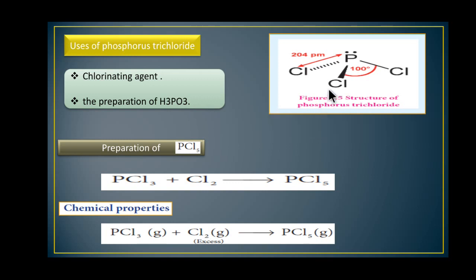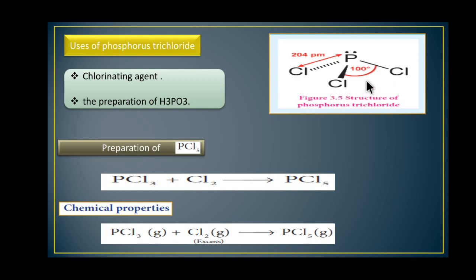Then the structure of PCl3. Already we know the valence electrons in phosphorus are 5. Among the valence electrons, 3 are involved in bond pairing with 3 chlorine, and 2 electrons are considered as a lone pair. What is a lone pair of electrons? Non-bonding excess electrons are considered a lone pair, and 3 electrons are bonded with 3 chlorine atoms.